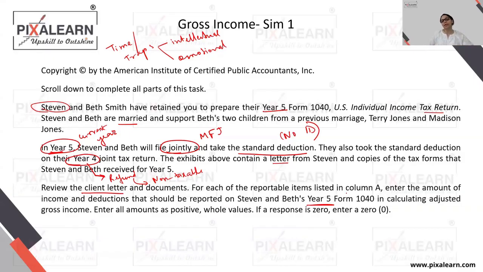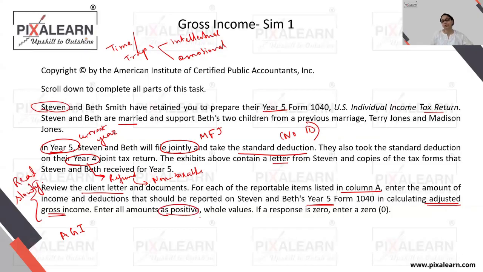For each of the reportable items listed in column A, now this part is very, very important. Go slow. Tell your mind, read slowly. Don't rush. Sometimes they just give you some data here which may be important. Enter the amount of income and deductions that should be reported on Stephen and Beth's year 5 Form 1040 in calculating, quote unquote, AGI. So here we are not going to go to itemized deductions. We are restricting ourselves to AGI.